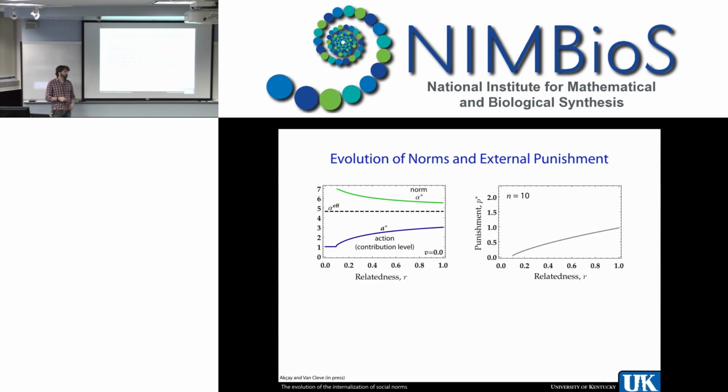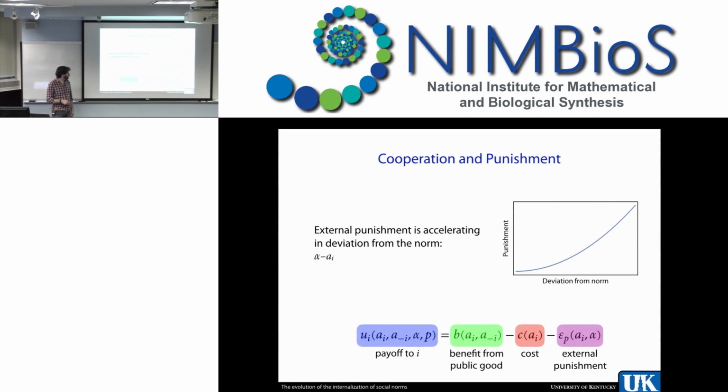If we go back, their contribution is here. So they contribute a sub i, and that gives some benefit to the public good. Everyone else in the group contributes on average a minus i. Then they pay a cost for their contribution, and in that simple case, there's some external punishment that they get. So they all factor into their utility. Their preference is a function of all of those things, right? But it is separate in this model. There's an opinion about the norm, and then there's what they actually contribute, and those things are different. It's in some ways a crucial part of the model. It doesn't really work if we assume they're the same.